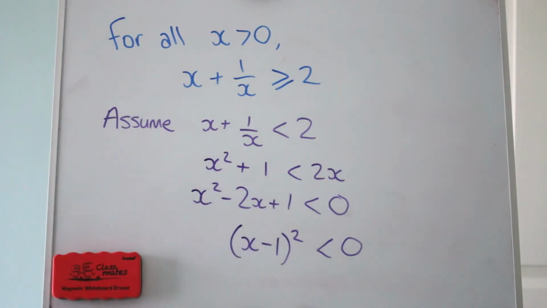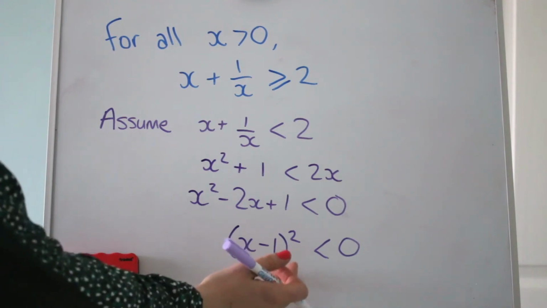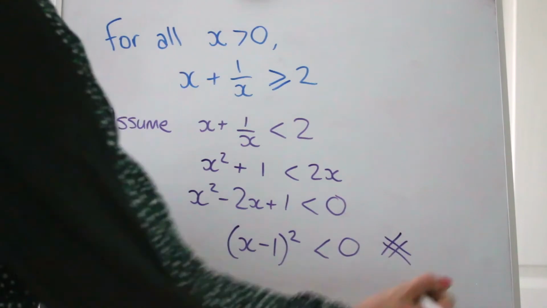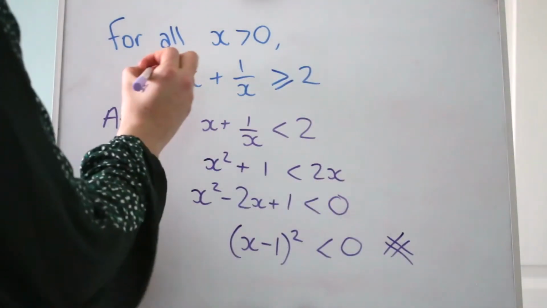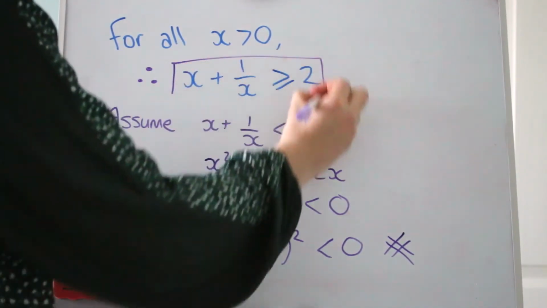If you saw my last video on proof, I talked about this before. Square numbers are always positive. So because that's a square number, it has to be positive, so it can't be less than 0. So that is a contradiction right there. So we can therefore conclude that this has to be true.